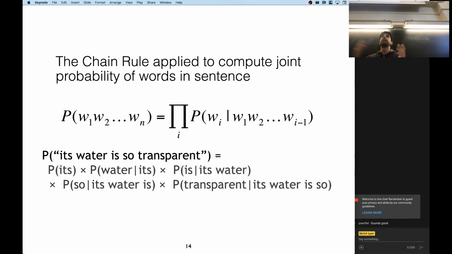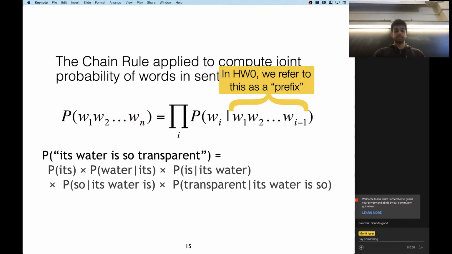So if we extend this to the actual words in a piece of text, if we have a piece of text which has words W1, W2, all the way to Wn, this probability is equal to the product of the probabilities. So here we can see the probability of its times the probability of water given its, so its came before water, the probability of is given its water, and so on. So you can do this for any text, just break it down into these products of conditional probabilities.